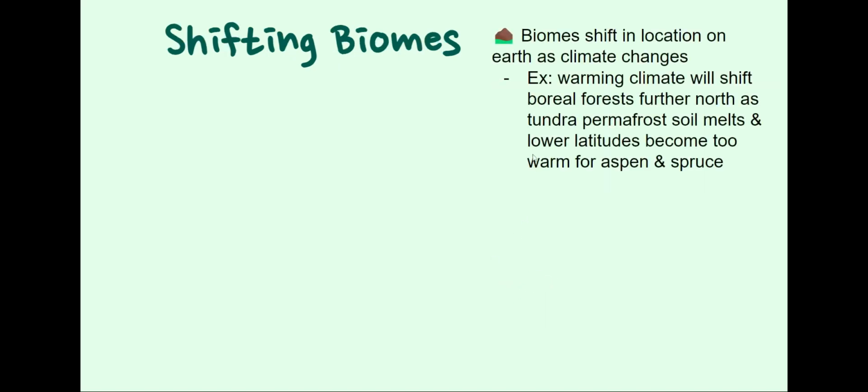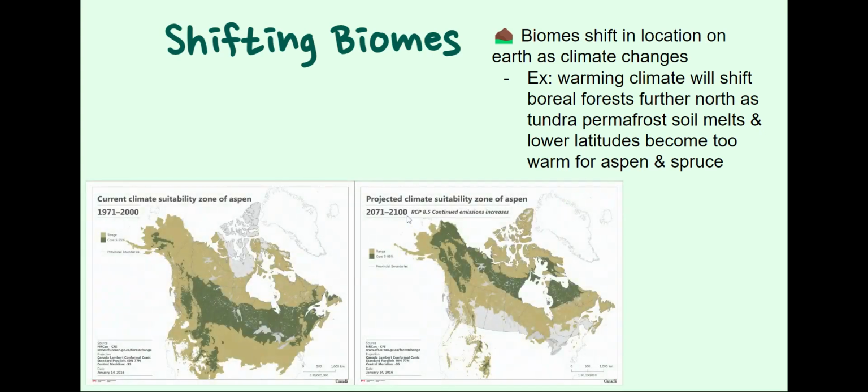Next up, shifting biomes. Biomes can shift in location on Earth as climate changes. For example, a warming climate will shift boreal forests further north as tundra permafrost soil melts, and lower latitudes become too warm for aspen and spruce trees. So here you can see a map of shifting biomes. First over here, that's the survivability zone of aspen, but in the projected version, it's slowly increasing more and more north.